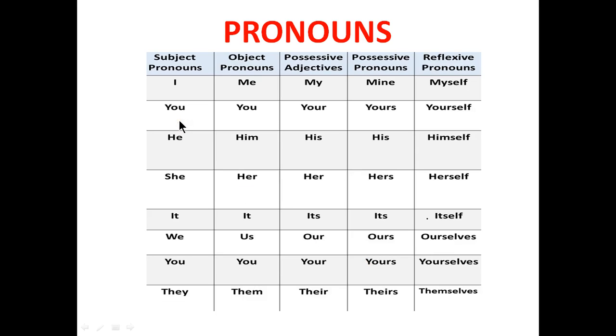My dear students, in our English grammar, we have got 7 pronouns: I, you, he, she, it, we, you, they. These are called subject pronouns or personal pronouns. Every personal or subject pronoun has got 5 forms like object pronouns, possessive adjective, possessive pronouns, reflexive pronouns.